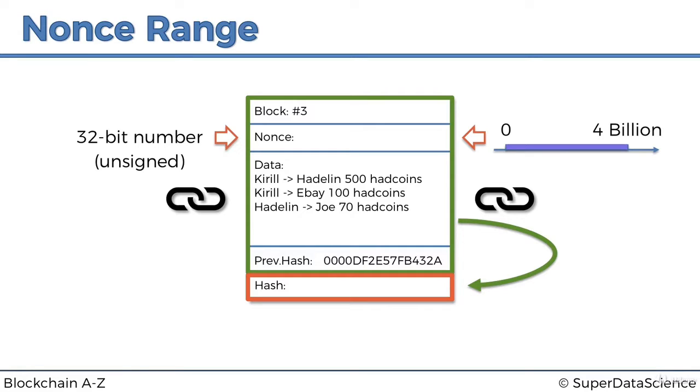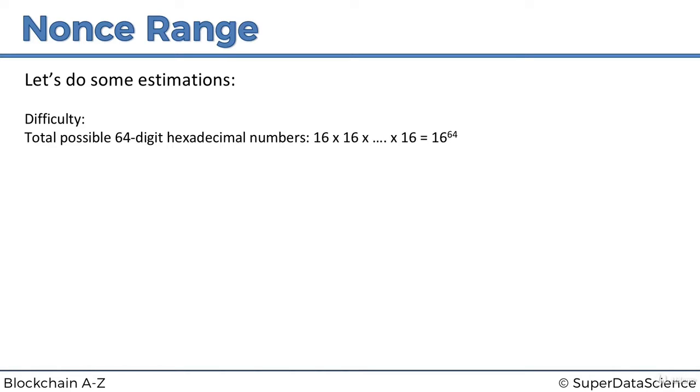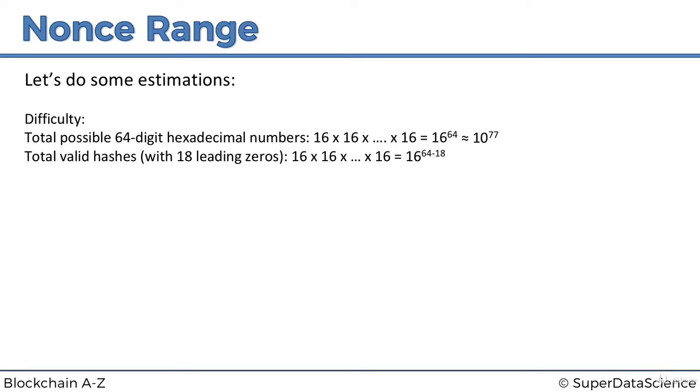And you might be thinking, well, Kirill, that's a good trivia fact, but why is that important for us? Well, let's have a look. Let's do some estimations. We've already done the difficulty estimations, but practice makes perfect, so let's do them again. Total possible 64-digit hexadecimal numbers that exist in the world is 16 to the power of 64, approximately 10 to the power of 77. Then total valid hashes with 18 leading zeros, assuming the current difficulty of 18 leading zeros, 16 to the power of 64 minus 18, approximately 2 times 10 to the power of 55.